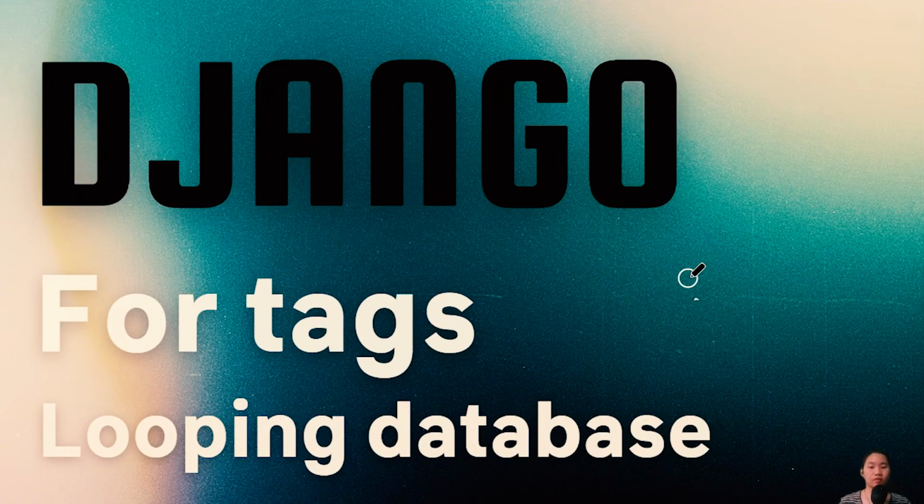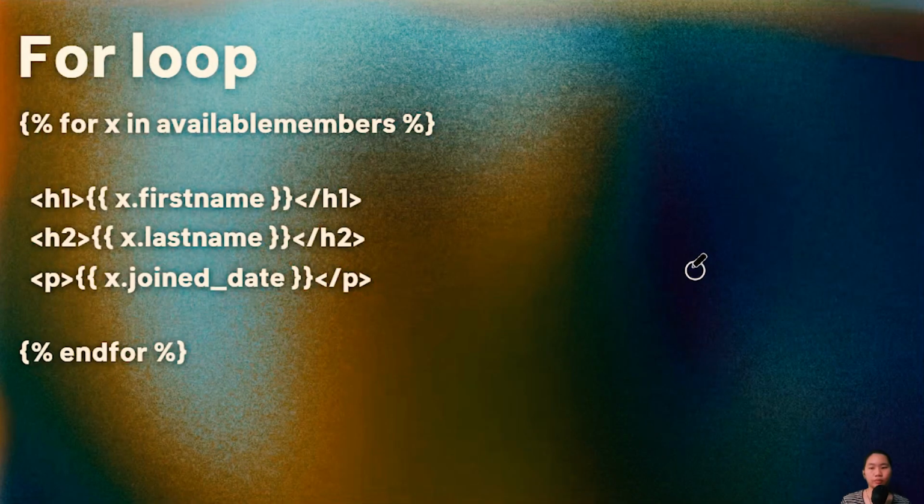Okay, now that we're done with if and else, let's move on to for loops, which are everywhere, to be honest. In Python, in JavaScript, in, well, not HTML and CSS, but for loops you can find in any programming language. So this is what we're going to dive into.